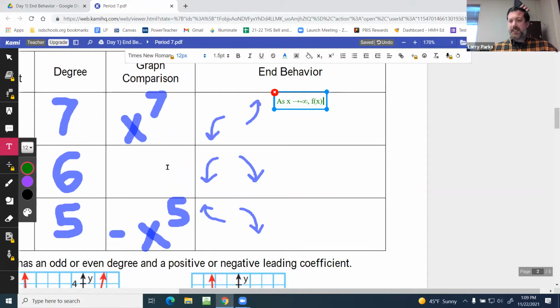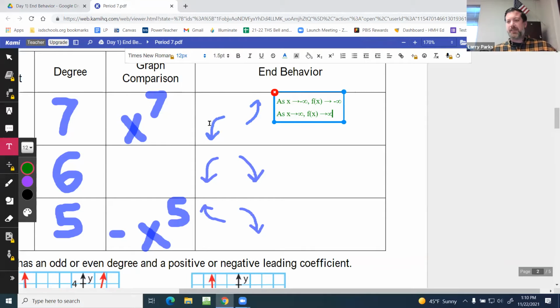And by the way, I have a 10 key on my computer. I don't think you have a 10 key. That's how I'm able to do this super fast. Feel free to draw these if you would like.